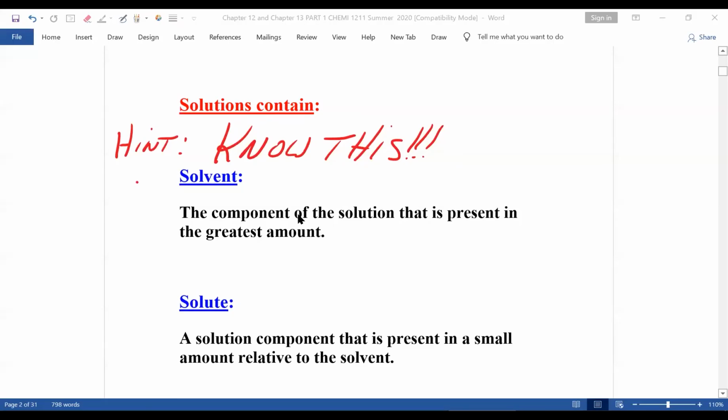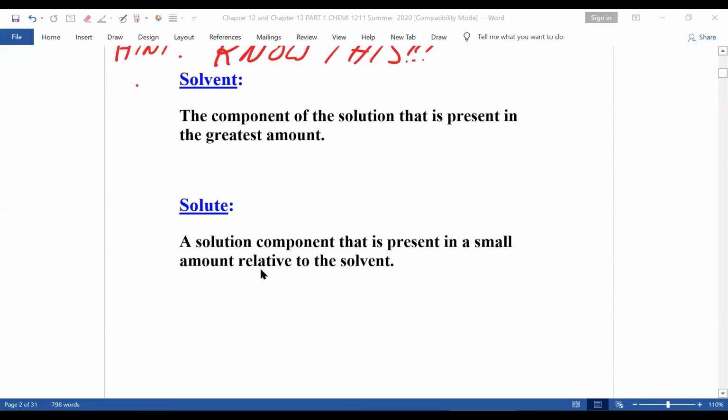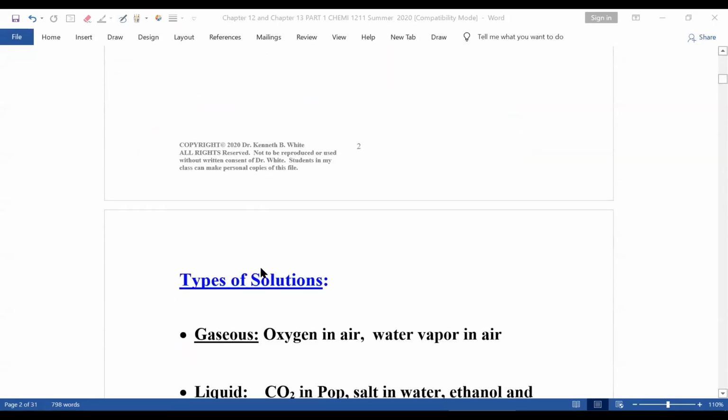All right, so now you know what a solvent is. Solvent, the component of a solution that's present in the greatest amount. Solute, the component of the solution that is present in a smaller amount relative to the solvent.